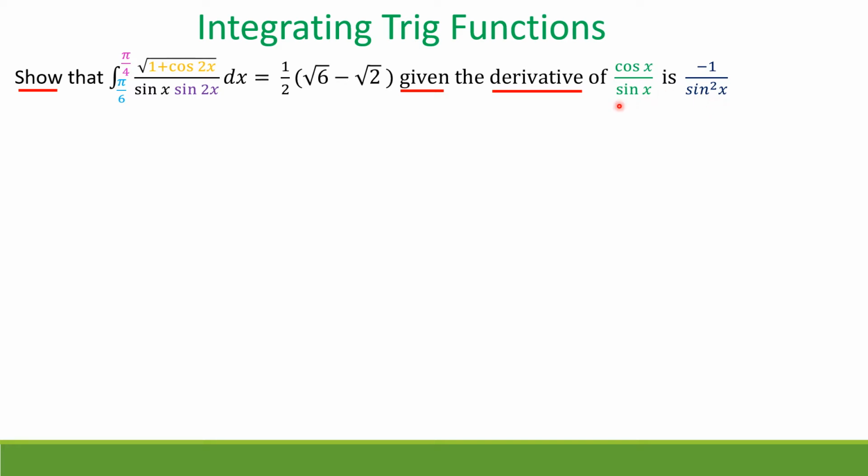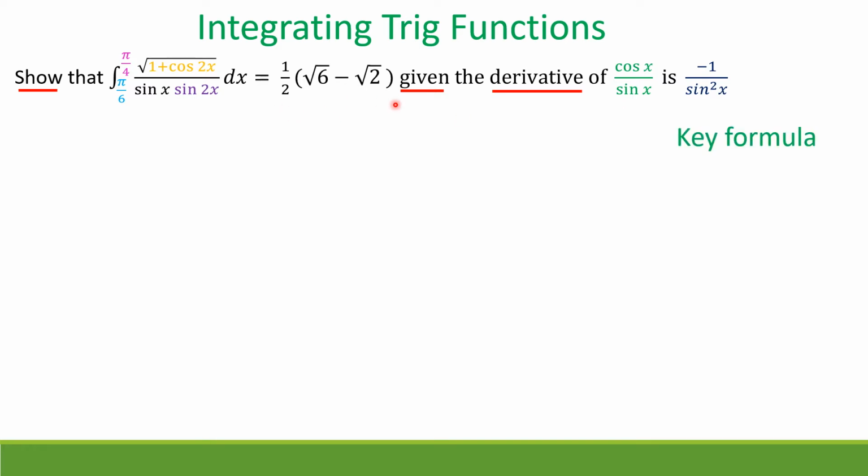Now, there's a bit of a clue because they've given you this derivative. So we're expecting to come down to a function when we work this out to end up with -1 over sine squared x or something similar to this, so we can then use this to give me the answer of cos x divided by sine x to help us work out this answer here.